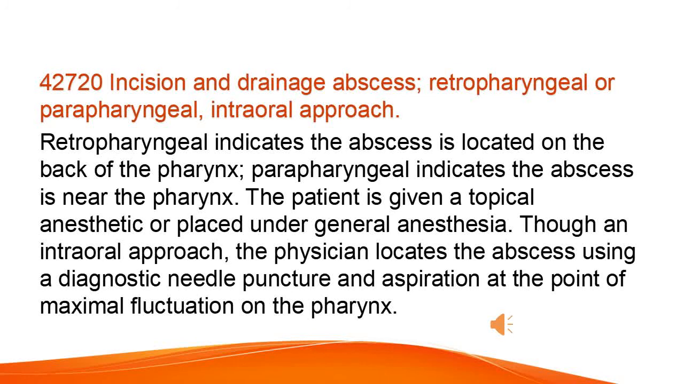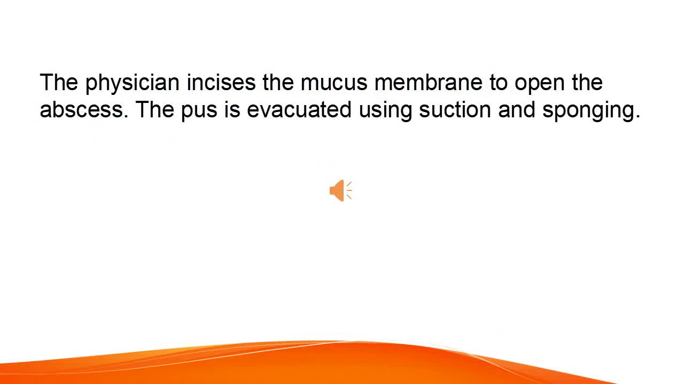Incision and drainage abscess, retropharyngeal or parapharyngeal, intraoral approach. Retropharyngeal indicates the abscess is located on the back of the pharynx, parapharyngeal indicates the abscess is near the pharynx. The patient is given a topical anesthetic or placed under general anesthesia. Through an intraoral approach, the physician locates the abscess using a diagnostic needle puncture and aspiration at the point of maximal fluctuation on the pharynx. The physician incises the mucous membrane to open the abscess. The pus is evacuated using suction and sponging.